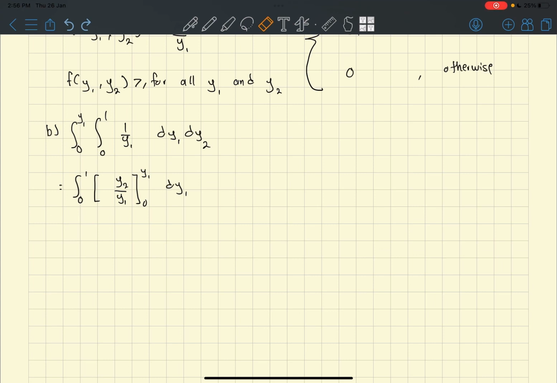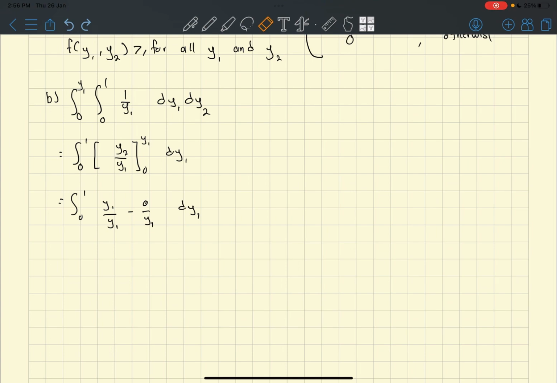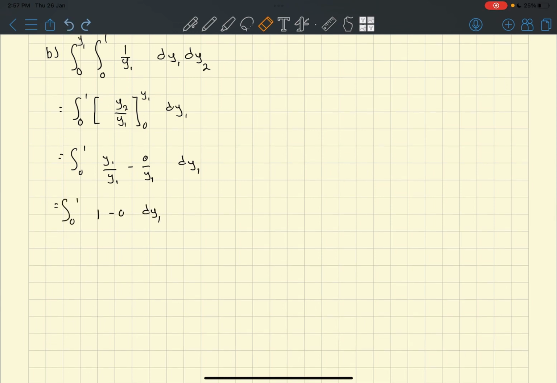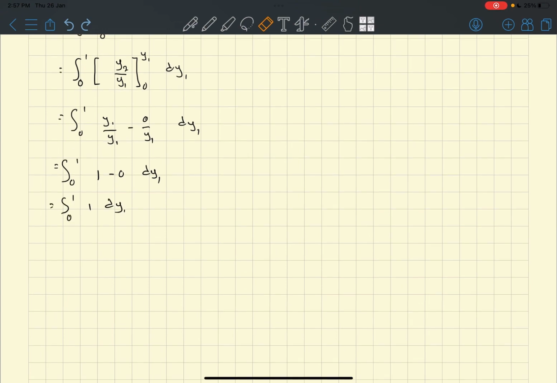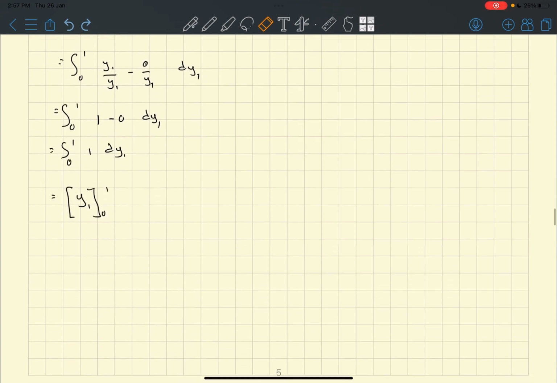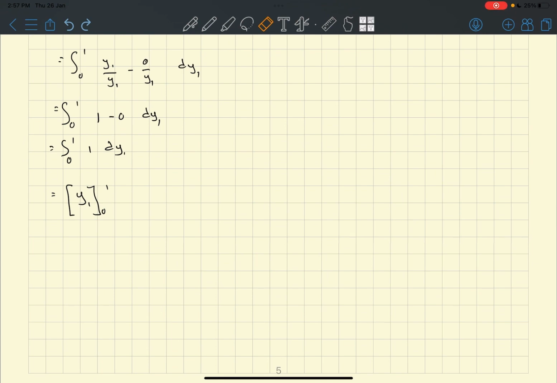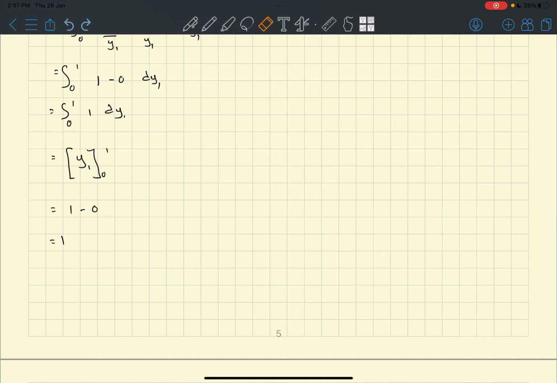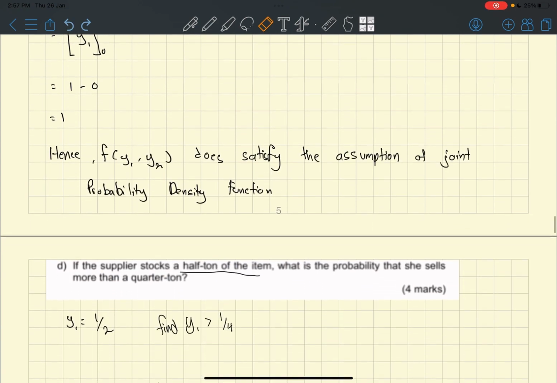Because first we integrate with respect to dy2. Then we put the limit 0 to y1, and we get y1 over y1 minus 0 over y1. And then we get 1 minus 0, and we get 1. So now we need to integrate the 1, and if we integrate 1, we will get y1 with the limit 0 to 1, and then we just put the figures 1 minus 0, and we will get 1. So hence y1, y2 does satisfy the assumption of a joint probability density function.